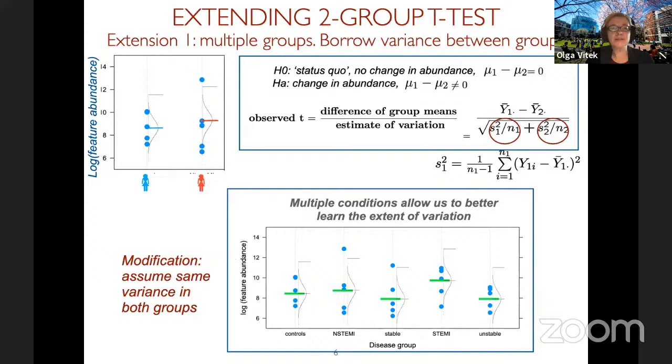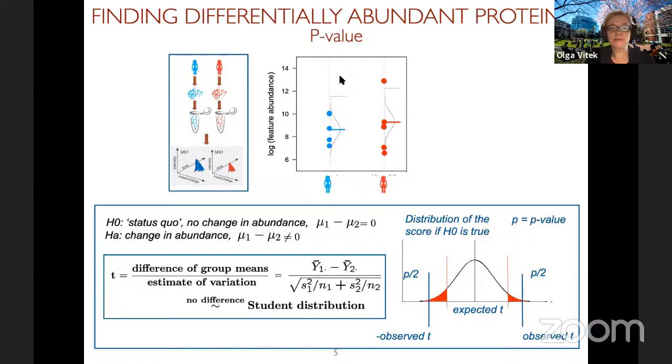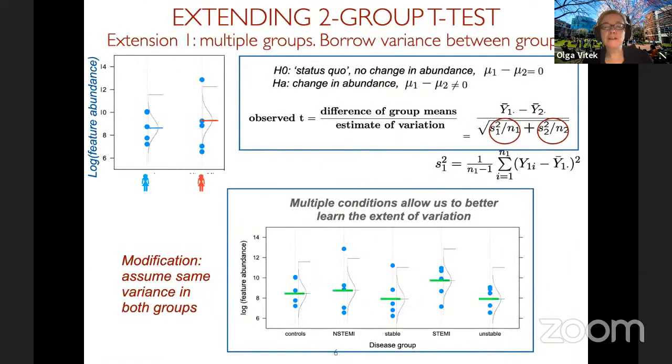So in particular, the first extension, and this is a classical extension, works with more than two groups. So here we talked about healthy and disease. And one of the questions yesterday was, what if I have 5 groups? What do I do? So analysis of variance does exactly that. So we can have more than 5 groups.